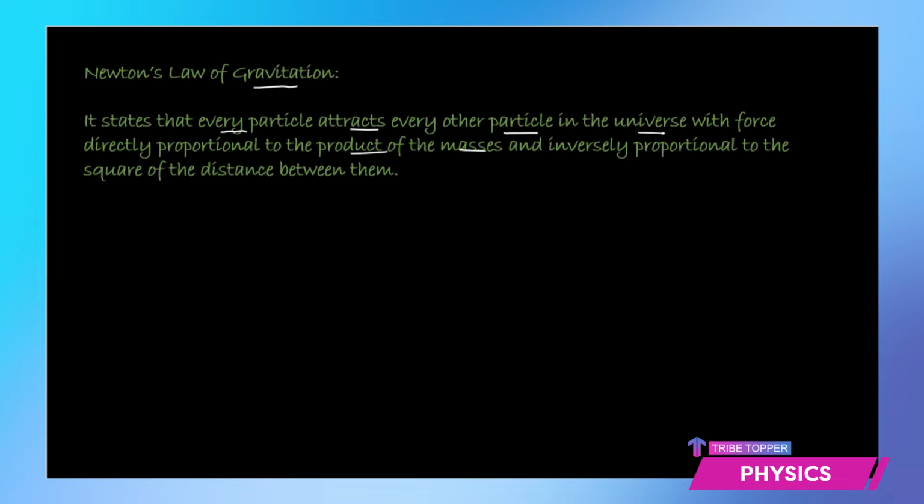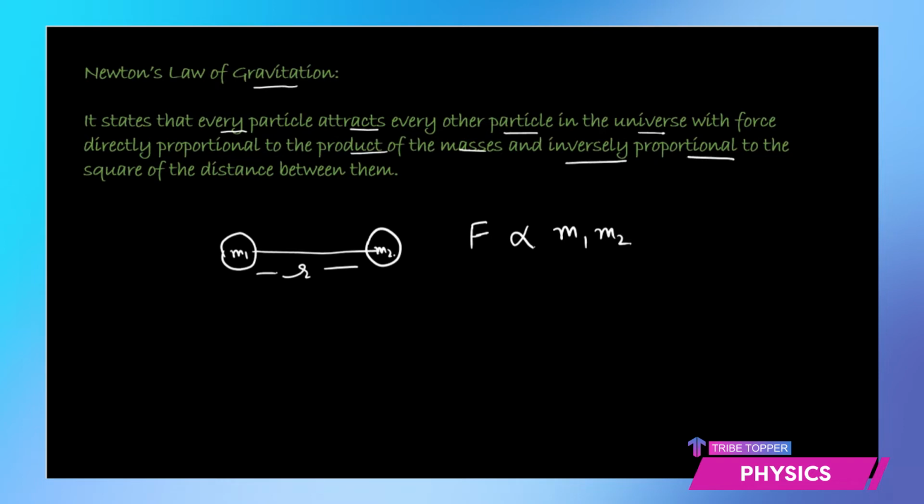Newton said that if these are the two bodies, m1 and another one with mass m2, and r is the distance between them, then these two bodies attract each other with a force F, which is directly proportional to the product of masses, m1 m2, and inversely proportional to the square of the distance between them, r square. So when you combine these two, F is proportional to m1 m2 by r square.